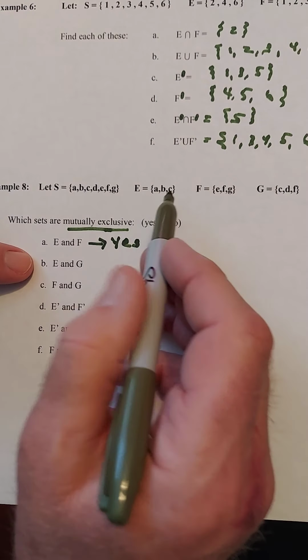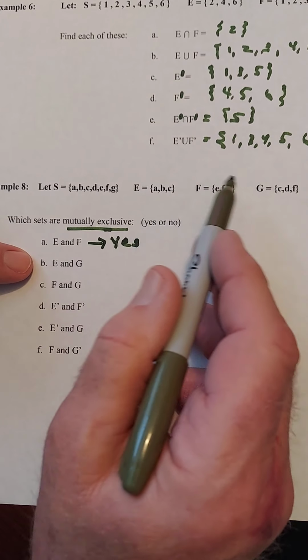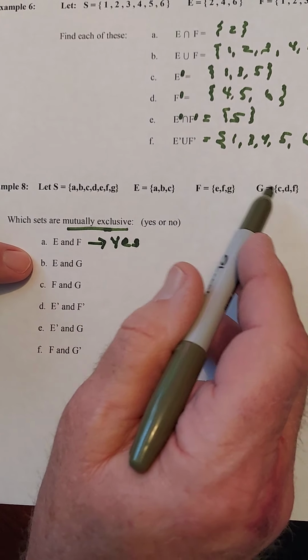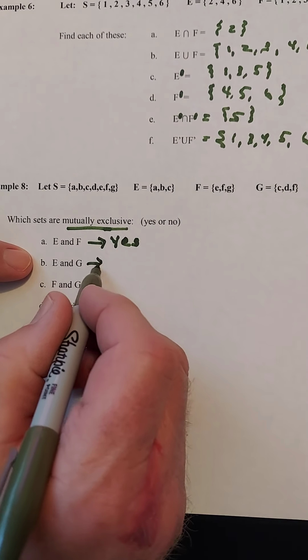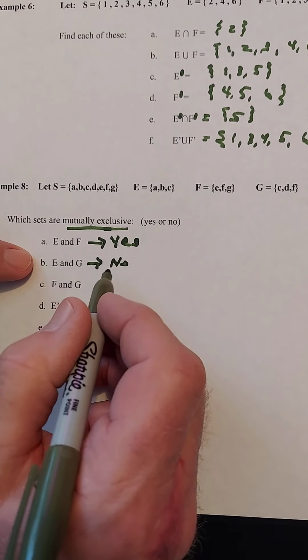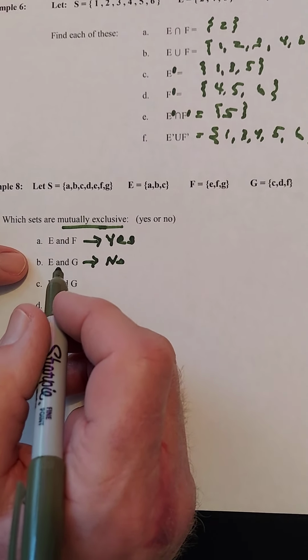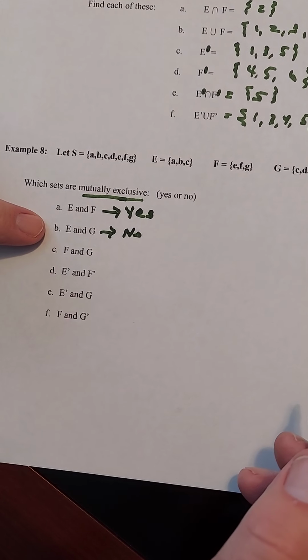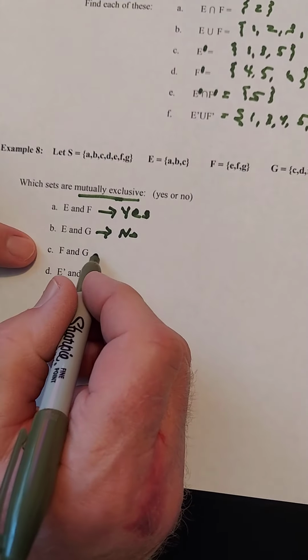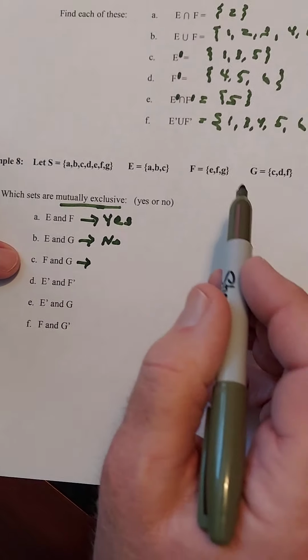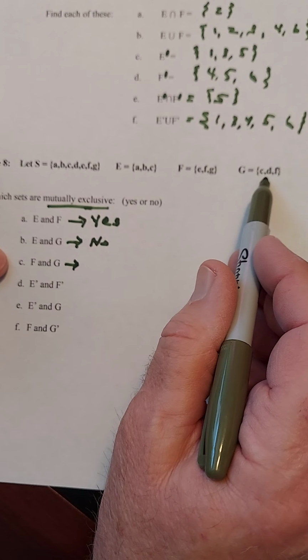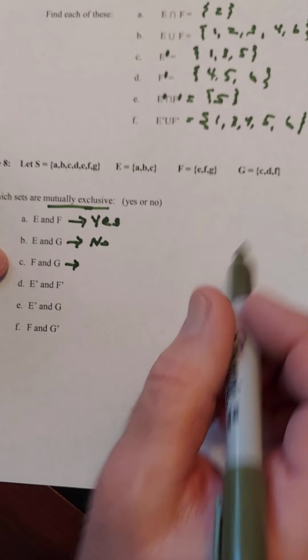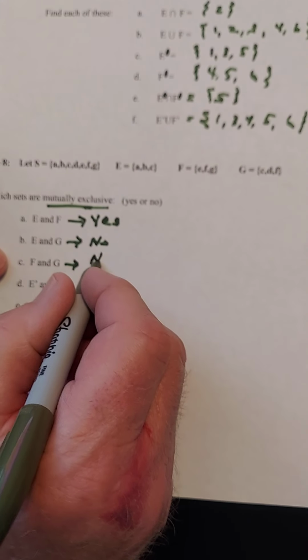What about E and G? When I look at E and G, they both have a C. That makes that a no. So if there's an intersection, the answer is going to be no. If there's no intersection, the answer is yes. F and G, I see both of them have an F. So that's a no.